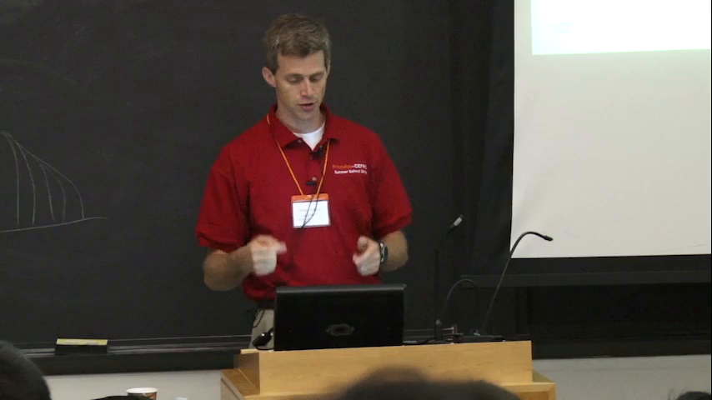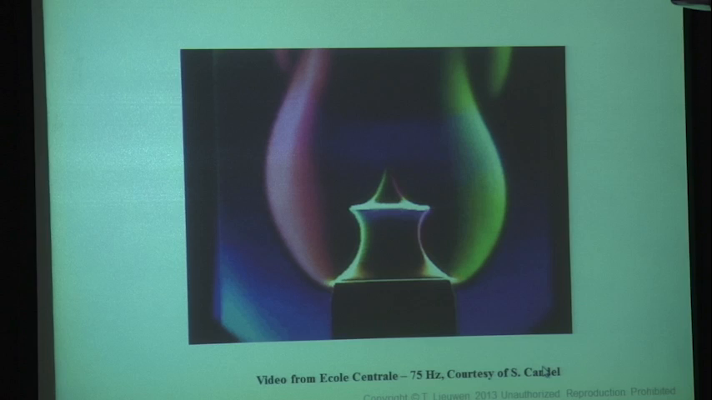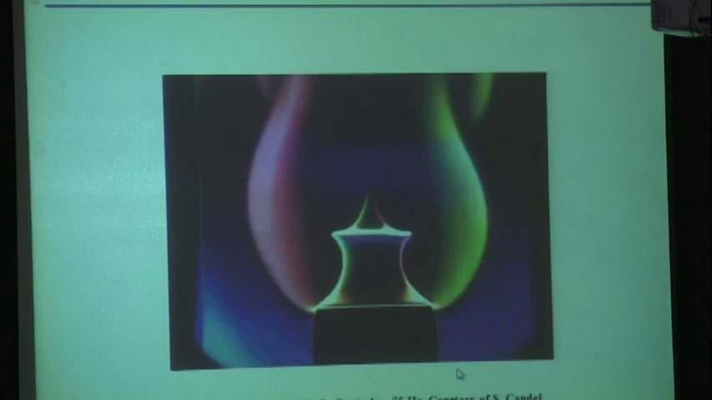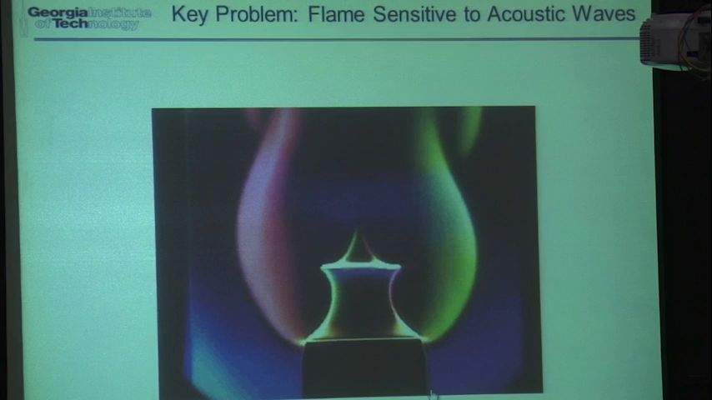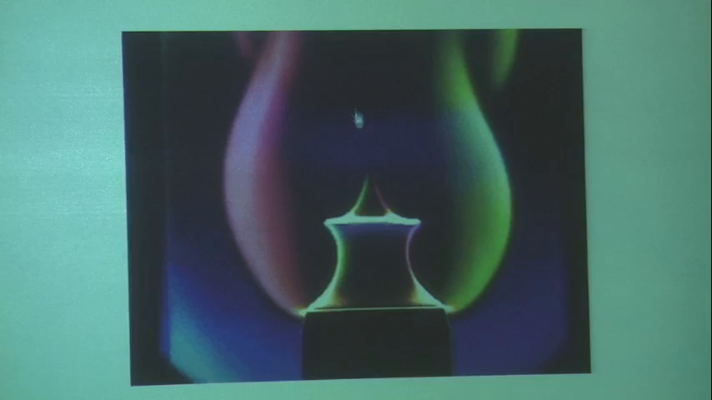So this is a really, really nice simulation experiment. This is done by Sebastian Candel and Daniel Durox and a few others at École Centrale, France. Very simple experiment. Imagine taking a Bunsen flame. You're looking at a straight piece of tubing, laminar flow, high school chemistry stuff. And then you light the flame. Without any disturbances, the flame would just have this nice V shape like you would have in a Bunsen flame.